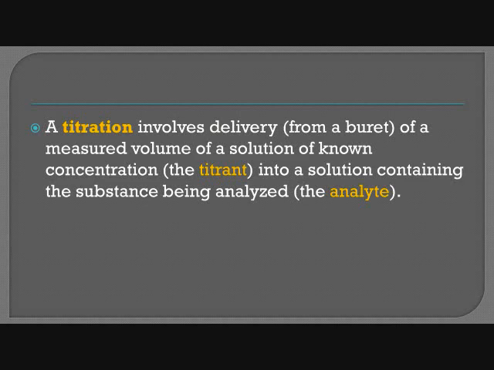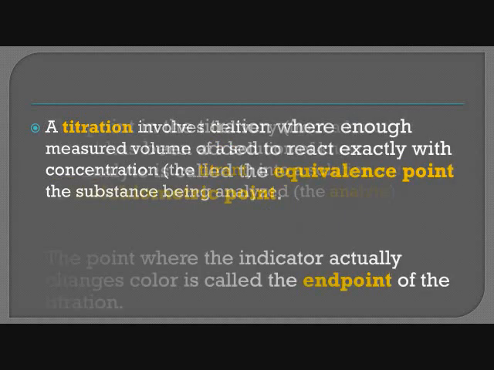But a titration involves delivery, usually from a burette, of a measured volume of a solution of known concentration, called the titrant, into a solution containing the substance being analyzed, called the analyte. So usually the titrant is what is put into the burette, where you know the concentration of that. And then maybe for the analyte, you don't know the concentration, so you're going to want to figure out what that concentration is by doing some math.